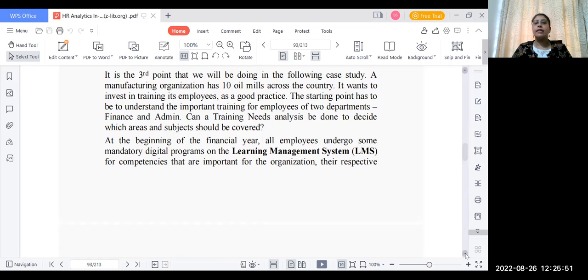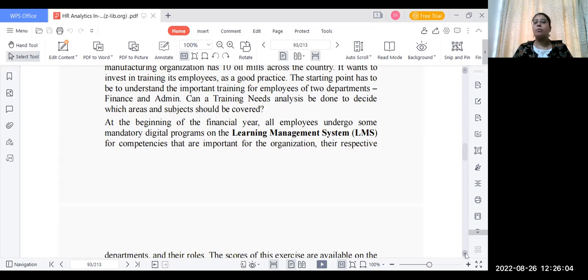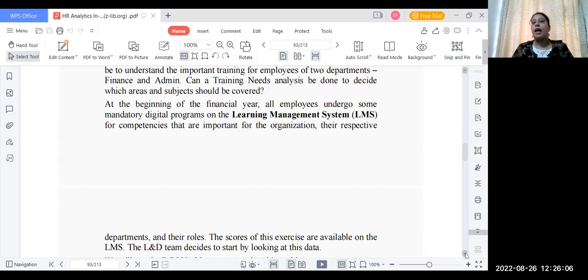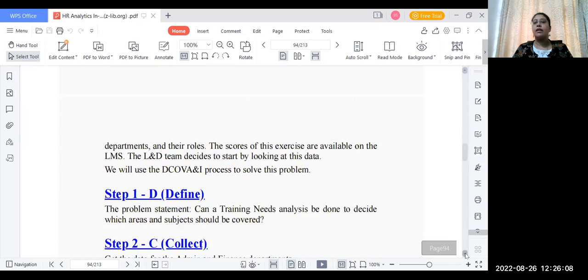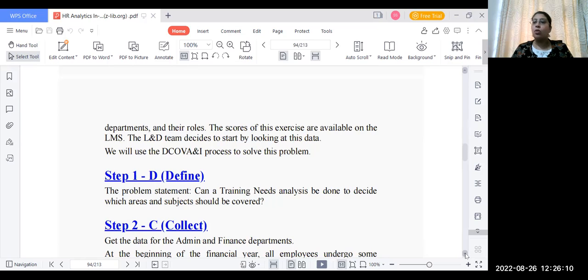Now, in this organization, in the beginning of the financial year, all employees undergo some mandatory digital programs on the learning management system that they have, a digital learning management system, for competencies that are important for the organization at their respective departments and their roles. The score of this exercise, which they do on the LMS, is available for the learning and development team.